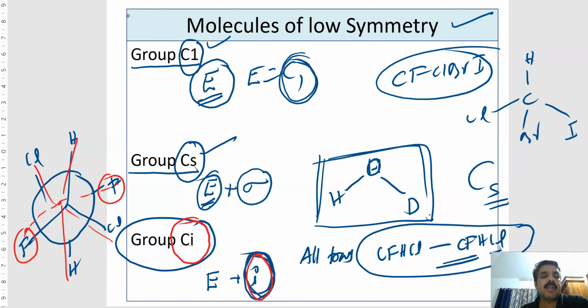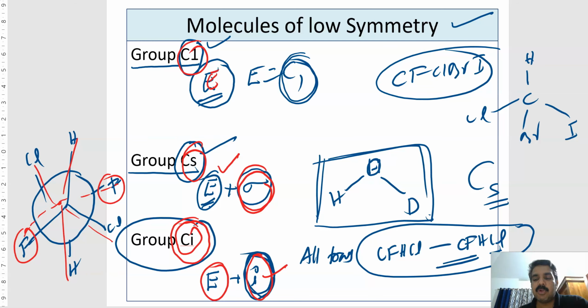These are the three types of molecules having low symmetry. That is C1, which contains only the identity element. The other is Cs. It contains a symmetry plane in addition to E. And the other is Ci. It contains an inversion center in addition to the identity element.